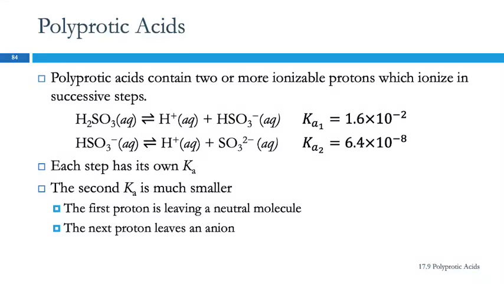Tonight we're going to talk about polyprotic acids. So poly meaning many, protic referring to a proton. So polyprotic acids have two or more ionizable hydrogens. And these will be ionized in successive steps.